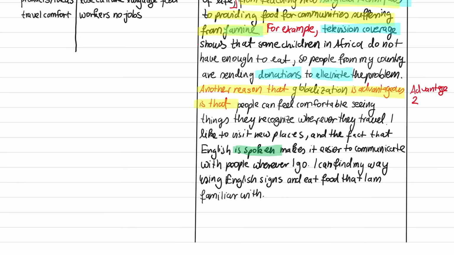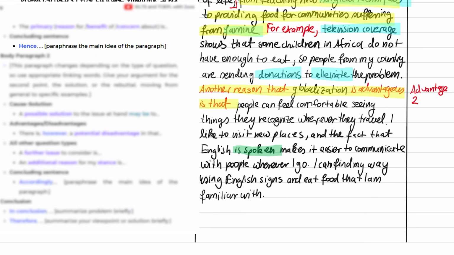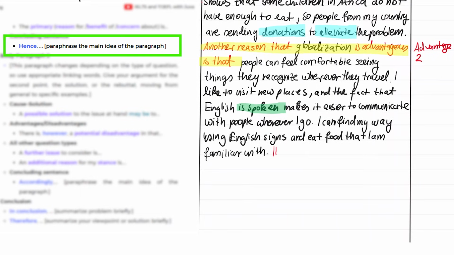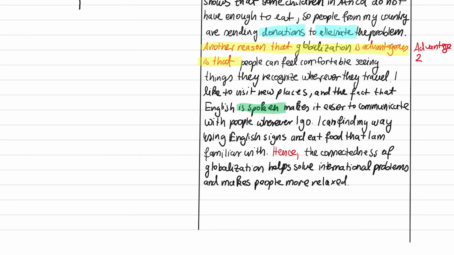It's essential that you end this first body paragraph with a concluding sentence. So I remember my template, which has a great linking word to start the concluding sentence. "Hence" is a very advanced word to conclude something. I'm going to write, "Hence, the connectedness of globalization helps solve international problems and makes people more relaxed." Here you can see that I use a different word for connection that is used in the prompt. I say "connectedness." This sentence sums up this paragraph nicely.